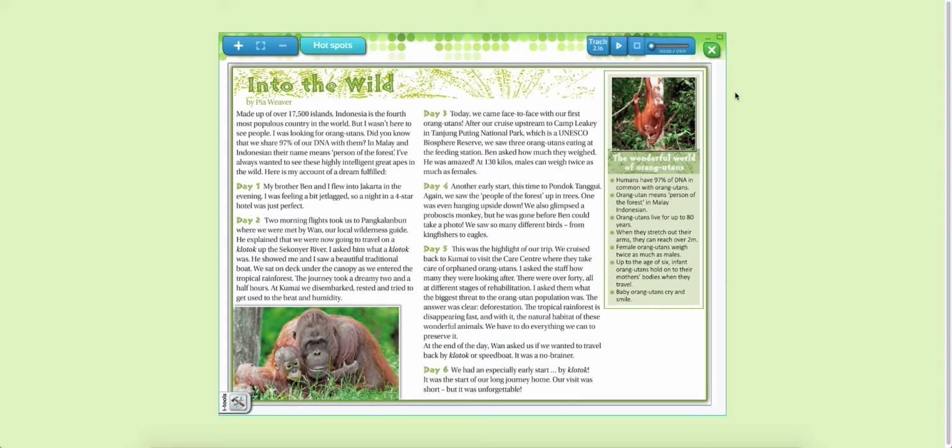Okay, so here this is the end of our reading, and they are saying that they had a special journey. They were able to travel with the klotok. They visited the orangutans. So it was really unforgettable. What is the meaning of unforgettable? Inolvidable. In day 5, what is the meaning of highlight?